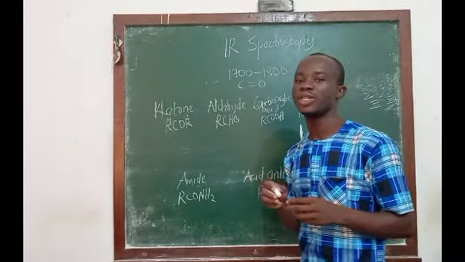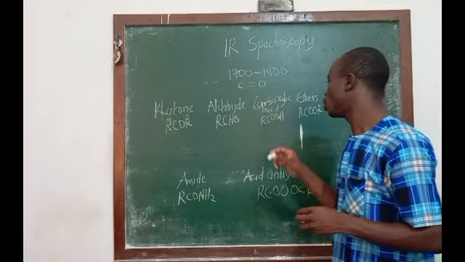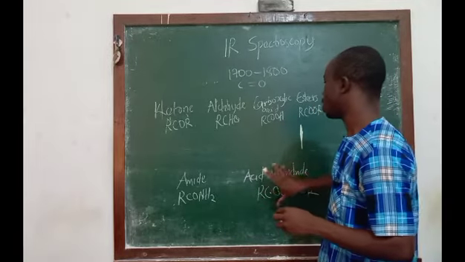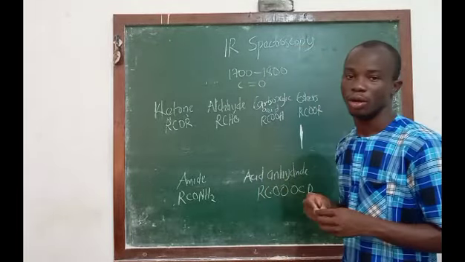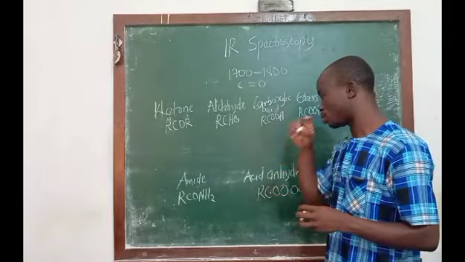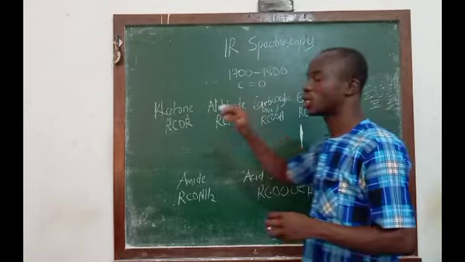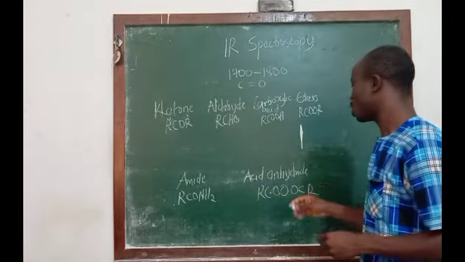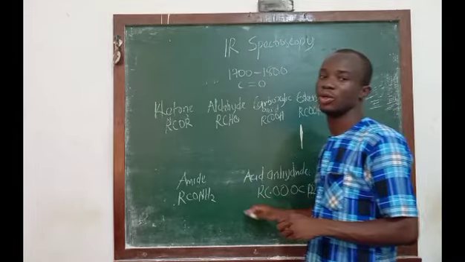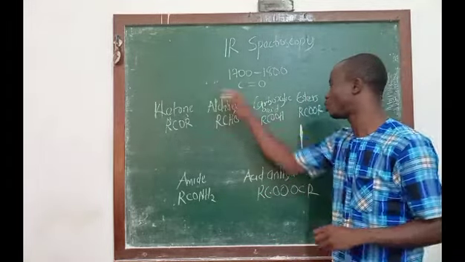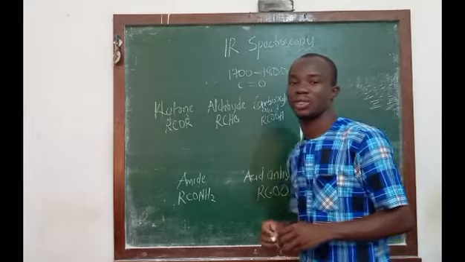So there are specific signals to always look out for to confirm which of these you are having, and I'll be giving us information about these signals for each of these classes of compound. First, let me start with acid anhydride, because it's the only class of compound that is different from the other five that I've mentioned here.